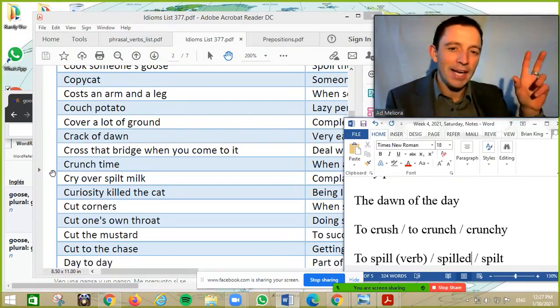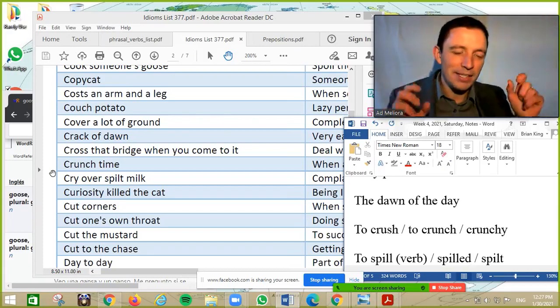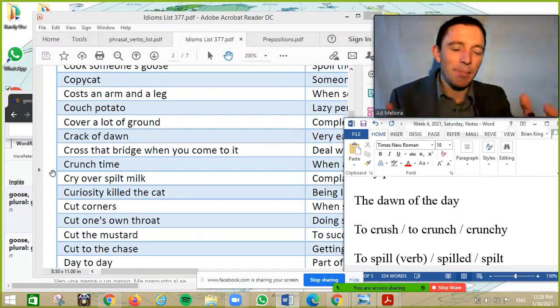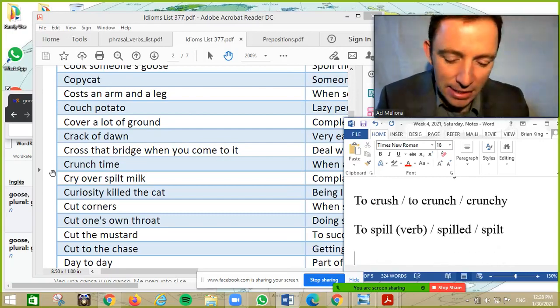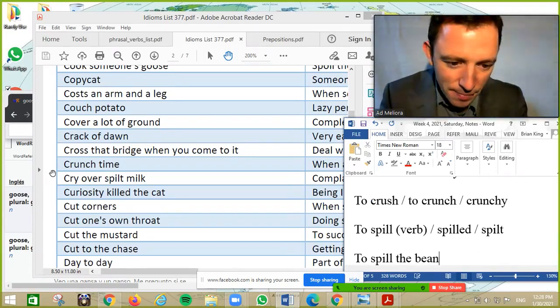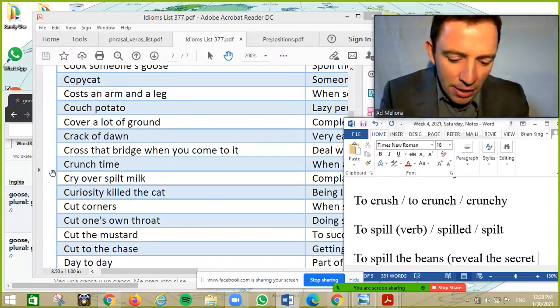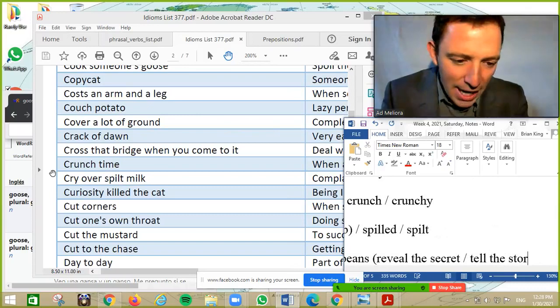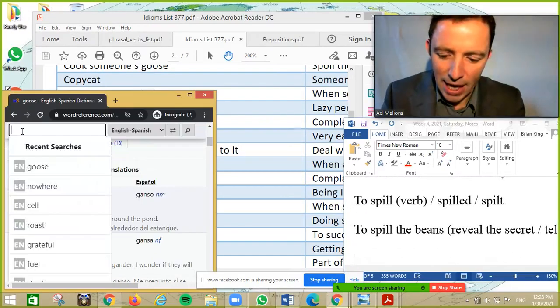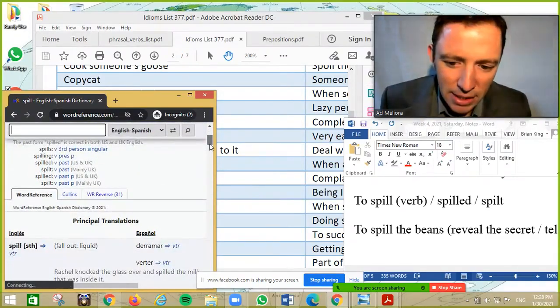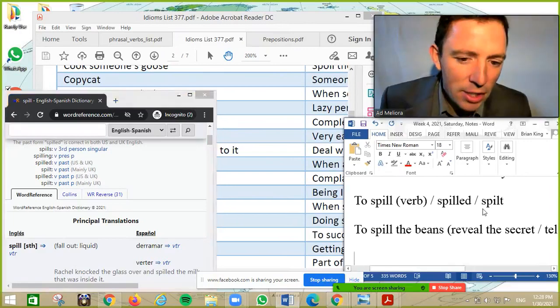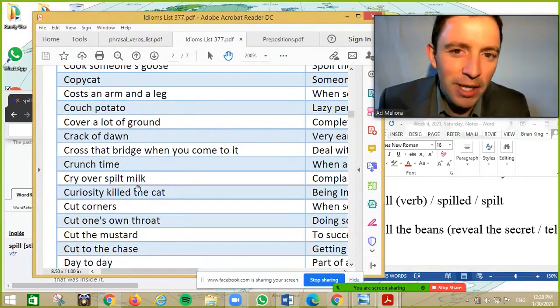And tenemos una otra expression también, spill the beans. So the beans are como la comida, the beans, y spill the beans is como dar la información. Okay, so to spill is one possibility, and to spill the beans is to reveal the secret or to tell the story. Reveal the secret or tell the story, and in español, spill aquí es específicamente derramar, verter.